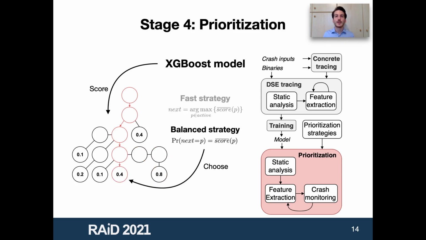However, paths are often very similar, and having more than one promising path is possible. For this reason, the balance strategy considers scores as a probability measure instead of an absolute value, making the strategy more resilient to errors.